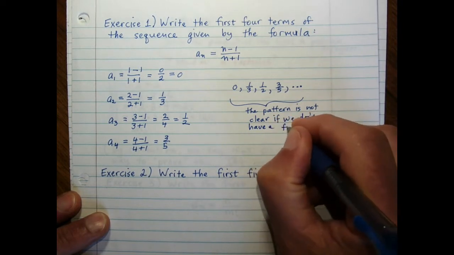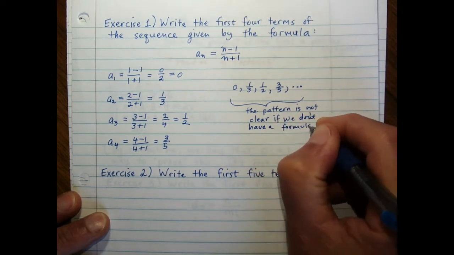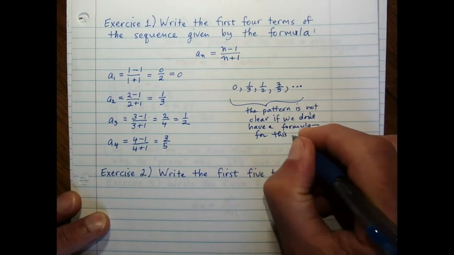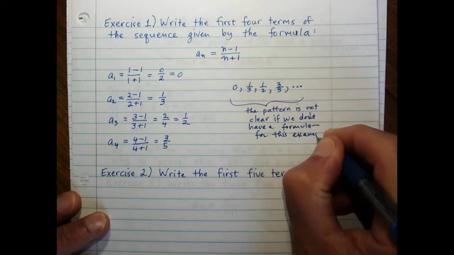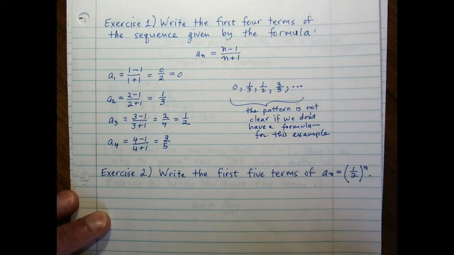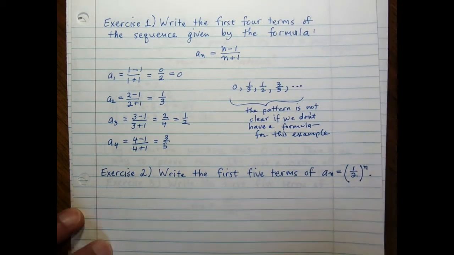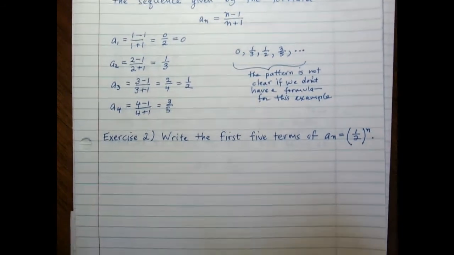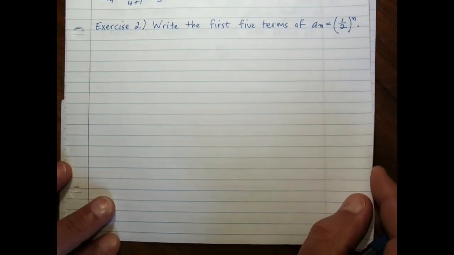Or for this example at least. And that's often going to be the case. The formula is going to be really helpful because without the formula we just wouldn't have any idea of what the actual pattern was. So let's look at exercise 2 here. We're going to write out the first 5 terms of this sequence.